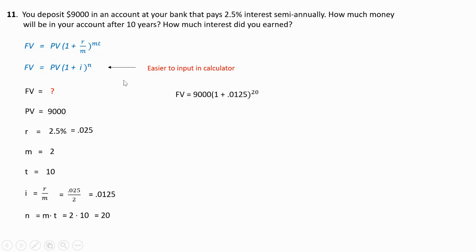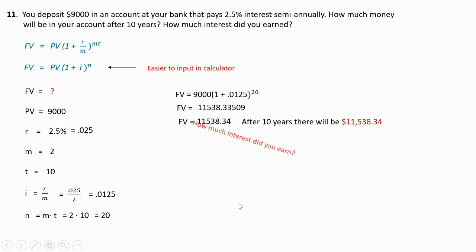Now all we do is plug into the formula, right? My PV is 9,000. 1 plus my I is 0.0125, and my N is equal to 20. Use a calculator, and you get your result. Round that to the nearest penny, which will give us $11,538.34. Now, how much interest did you earn?